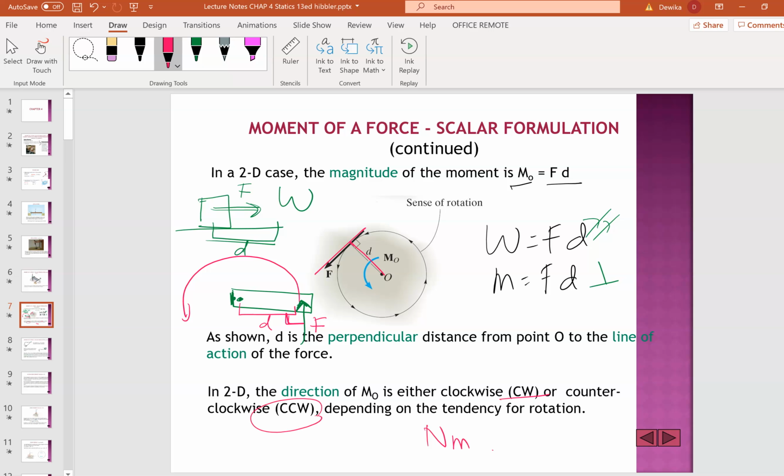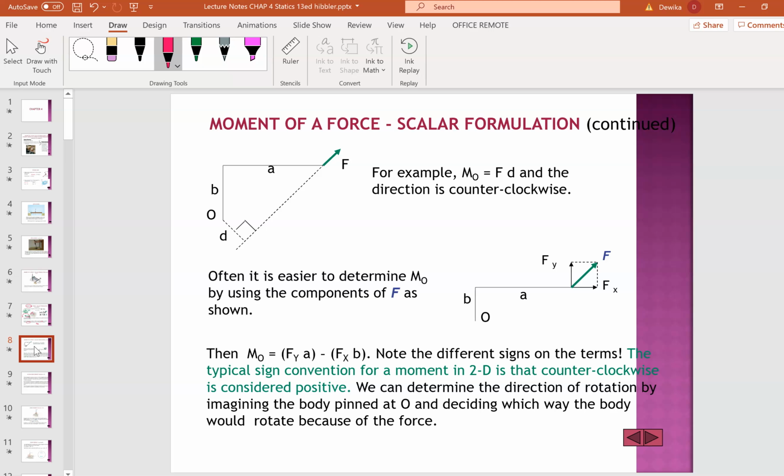Now remember, moment is actually a vector. Direction is important besides magnitude. So for an example, we have got many examples here.